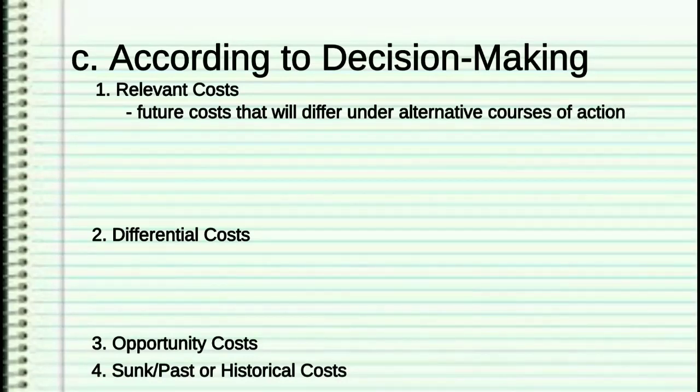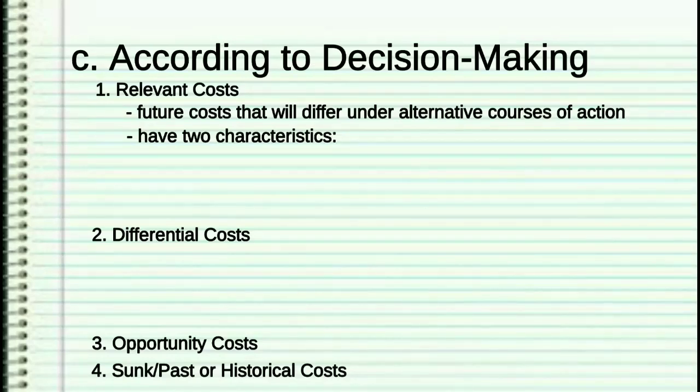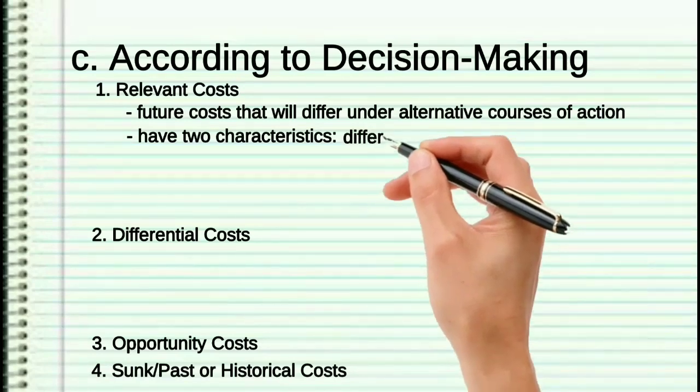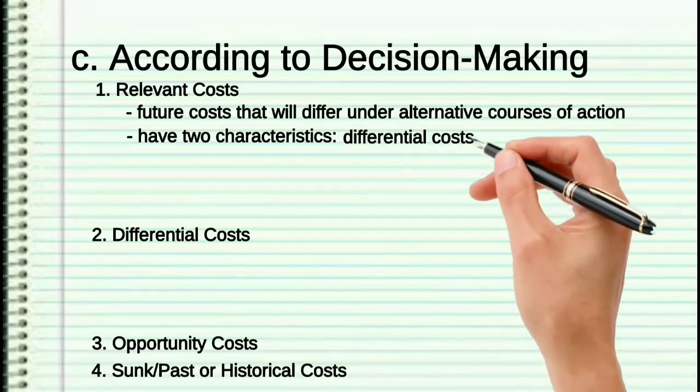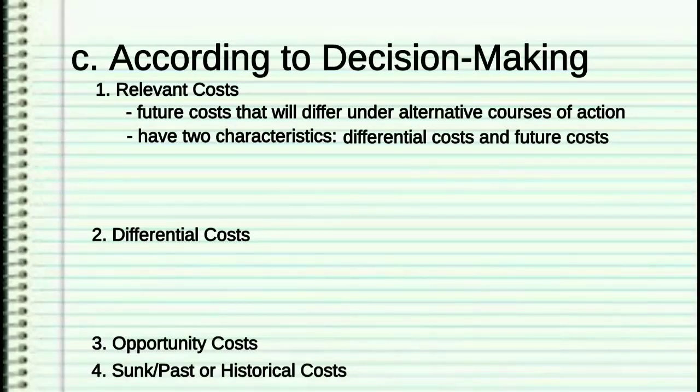Dito, sa definition ng relevant costs, masasabi natin na merong dalawang attributes or characteristics ang relevant costs. Unang-una, dapat ito ay differential cost at pangalawa, dapat ito ay future costs. Kapag sinabing differential, ang ibig sabihin nun, they differ from one alternative to another. At pag sinabing future, ang ibig sabihin nun, they deal about the future.